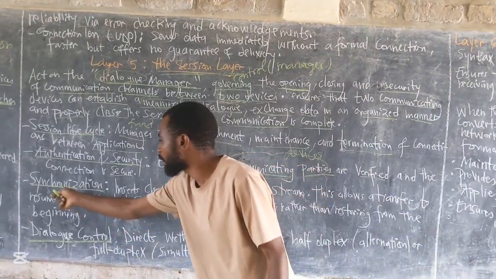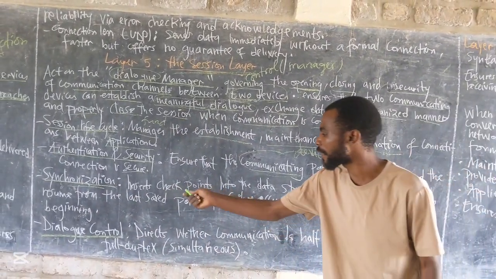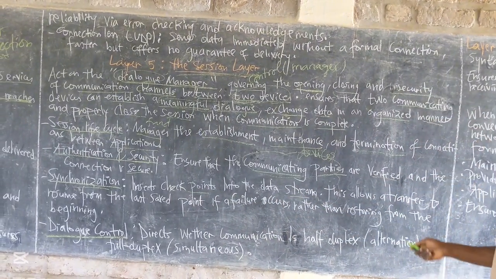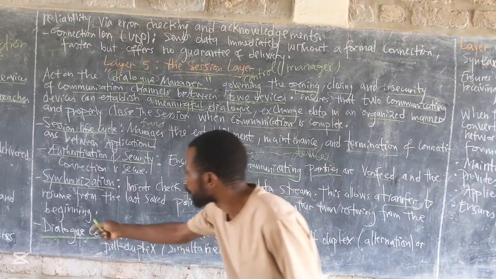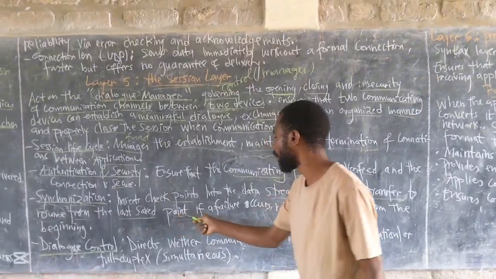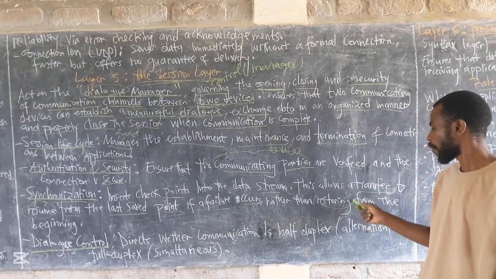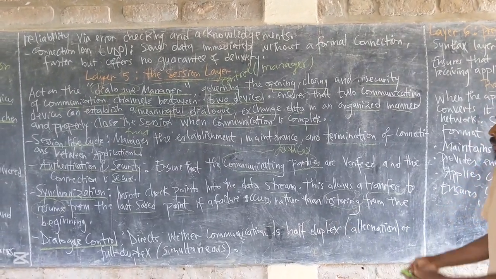Another one is synchronization. Insert a checkpoint into a data stream. This allows transfer to resume from the last saved point if a failure occurs, rather than restarting from the beginning.